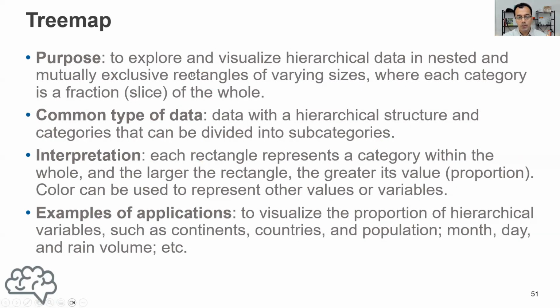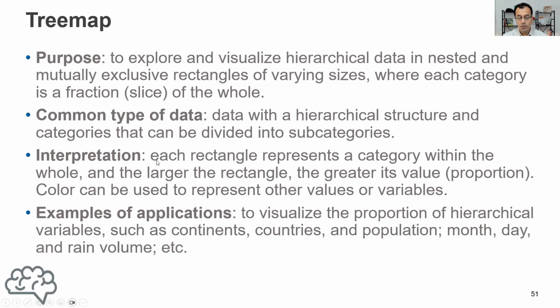The goal of the tree map is to explore and to visualize hierarchical data in nested and mutually exclusive rectangles. Well, one important thing is that the data doesn't need to be hierarchical for us to use a tree map. But if it is hierarchical, then the tree map is a very interesting tool because it allows us to see the different layers and what we have within each layer of hierarchy in the data. So it's very common to use them with data that present a hierarchical structure and categories that can be divided into subcategories. For example, continents, countries, states, cities, and things like that.